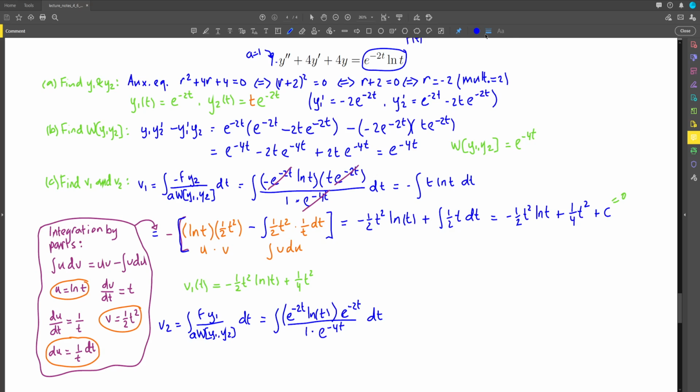And just as before, the powers of e cancel out, and then we're left with just the antiderivative of ln of t. Now, we can find this again by using integration by parts, which I won't do here, but I'll just give you the solution to this. This is t times ln of t minus t plus a constant of integration.